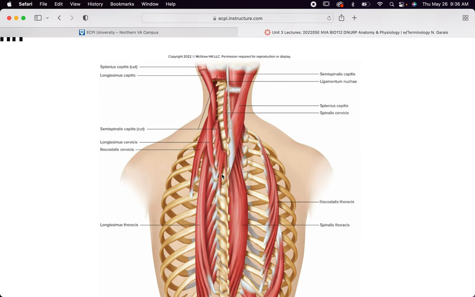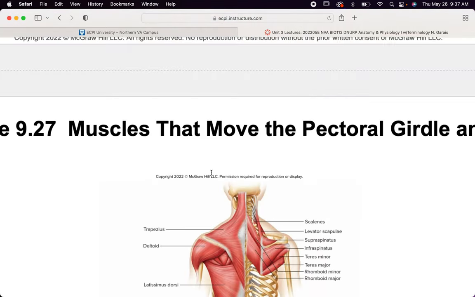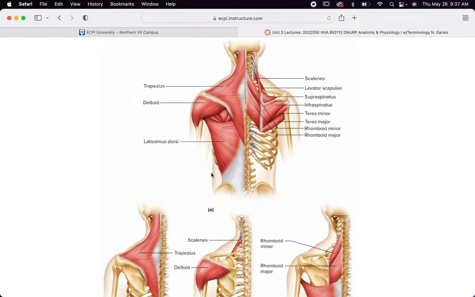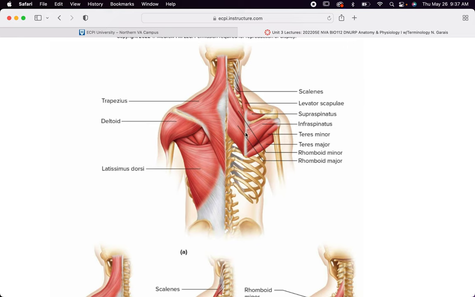Now, your posterior strap muscles, you know what? I'm going to call it right now. No, don't look at this, okay? It's too deep, too specific. Another view of your deltoid, latissimus dorsi, and trapezius. This is the superficial side. And here's the more internal. This is superficial, this is a little bit more deep.